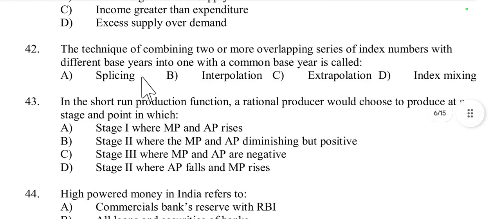Then question number 42. The technique of combining two or more overlapping series of index numbers with different base years into one with a common base year is called: splicing, interpolation, extrapolation, or index mixing. It is called splicing. The technique of combining two or more overlapping series of index numbers with different base years into one with a common base year. So different base years into a common base year is called splicing.